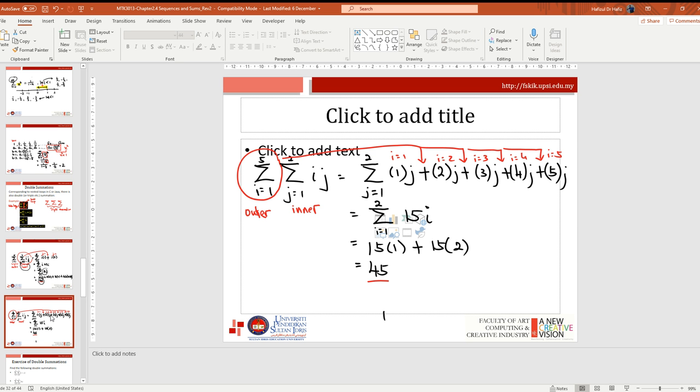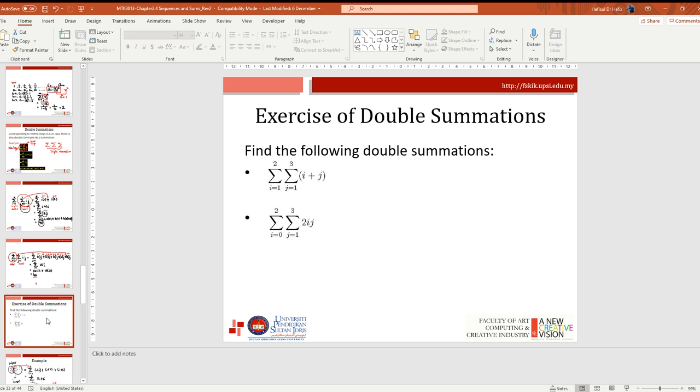Okay, this one we solve the outer first and then we go by the inner. This one is an exercise of double summation. You can try this one.